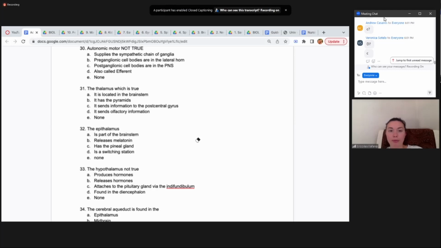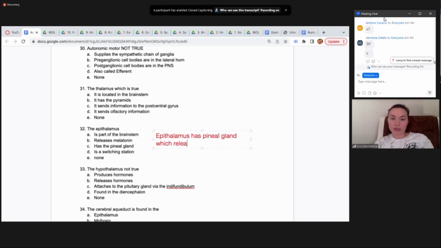Good. So the epithalamus has the pineal gland. The pineal gland releases melatonin. Good. So the epithalamus has the pineal gland, which releases melatonin. The epithalamus does not release melatonin, but it has a pineal gland that does.